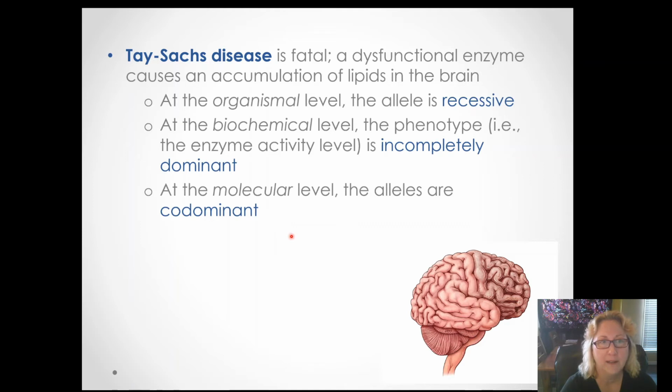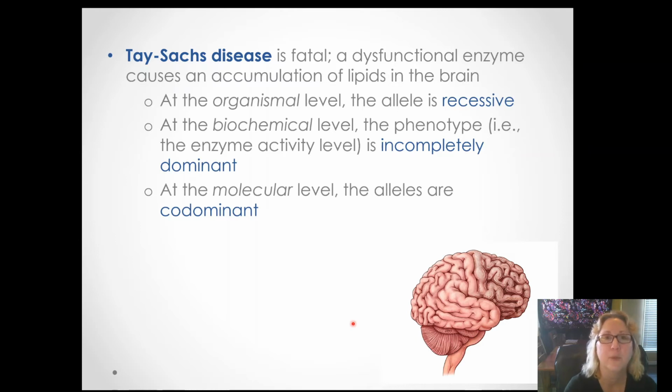But if we look at this gene and its expression at different levels, so if we look at the organismal level, at whole individuals, it appears that it is completely recessive. The Tay-Sachs disease allele is completely recessive because individuals who have one good copy of the enzyme gene and one Tay-Sachs allele, so they only have one functional copy of that gene, appear to be completely normal. So that's what we mean by dominant. The normal allele appears to be completely dominant over the Tay-Sachs allele.